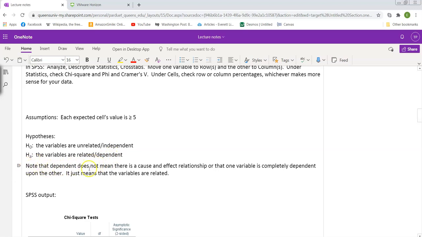And that's kind of what I was getting at here when I said this doesn't mean there's a cause and effect relationship, and it doesn't mean that one of the variables is completely dependent on the other. It just means they're related.